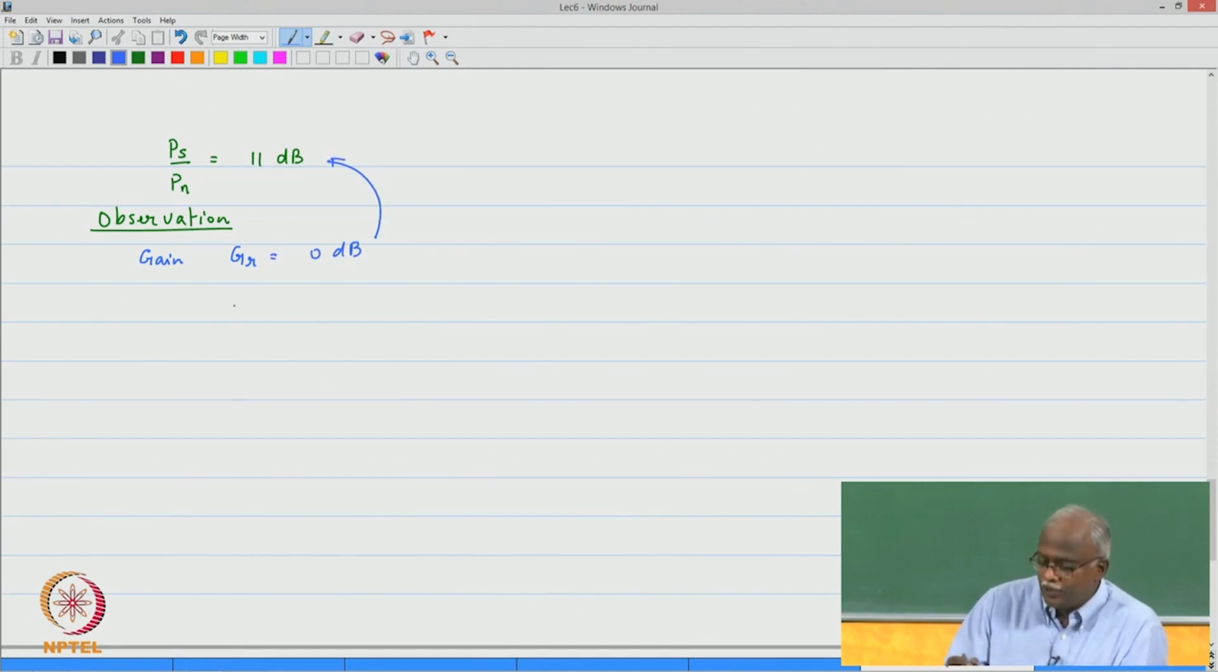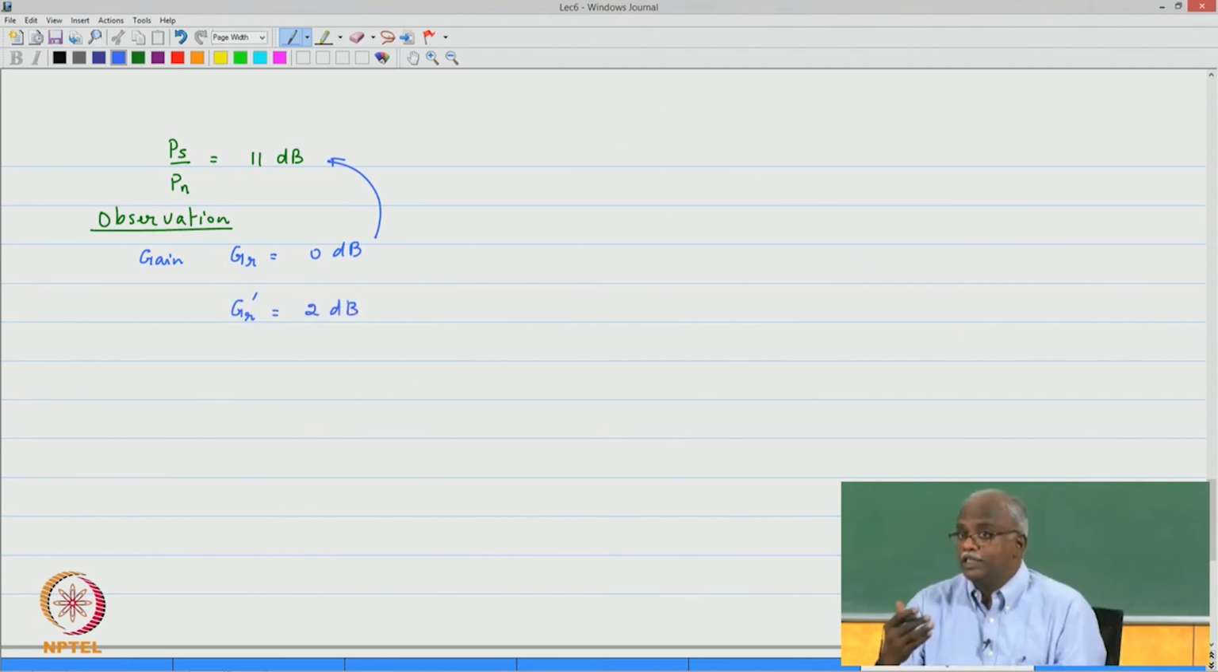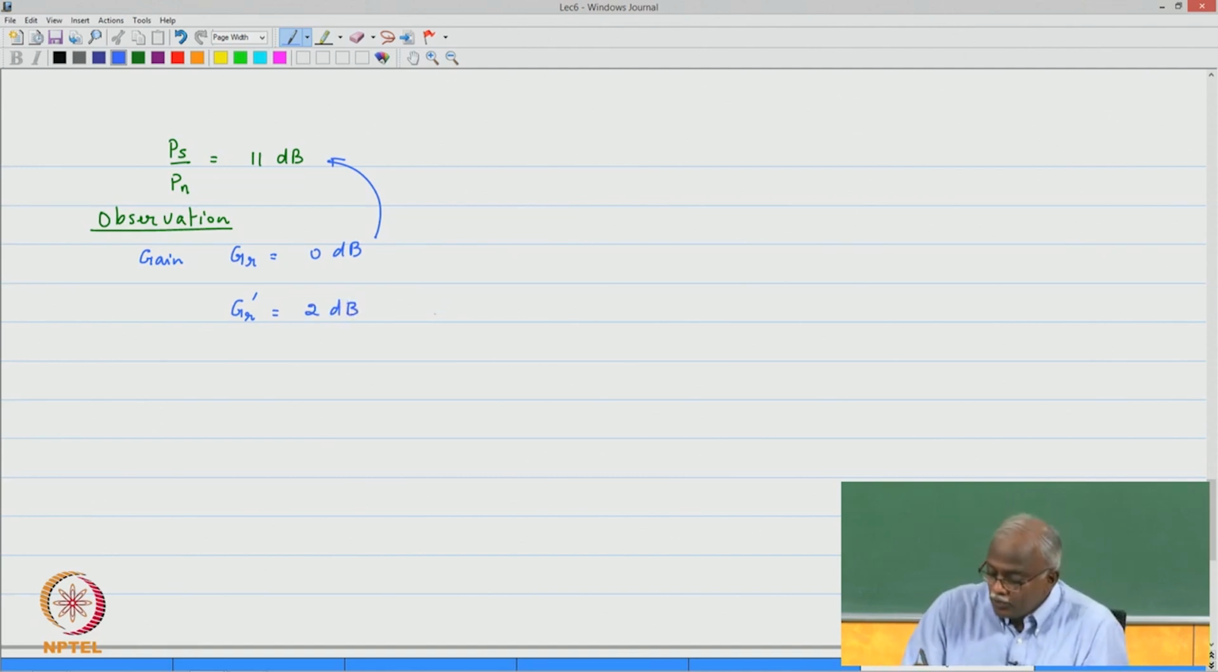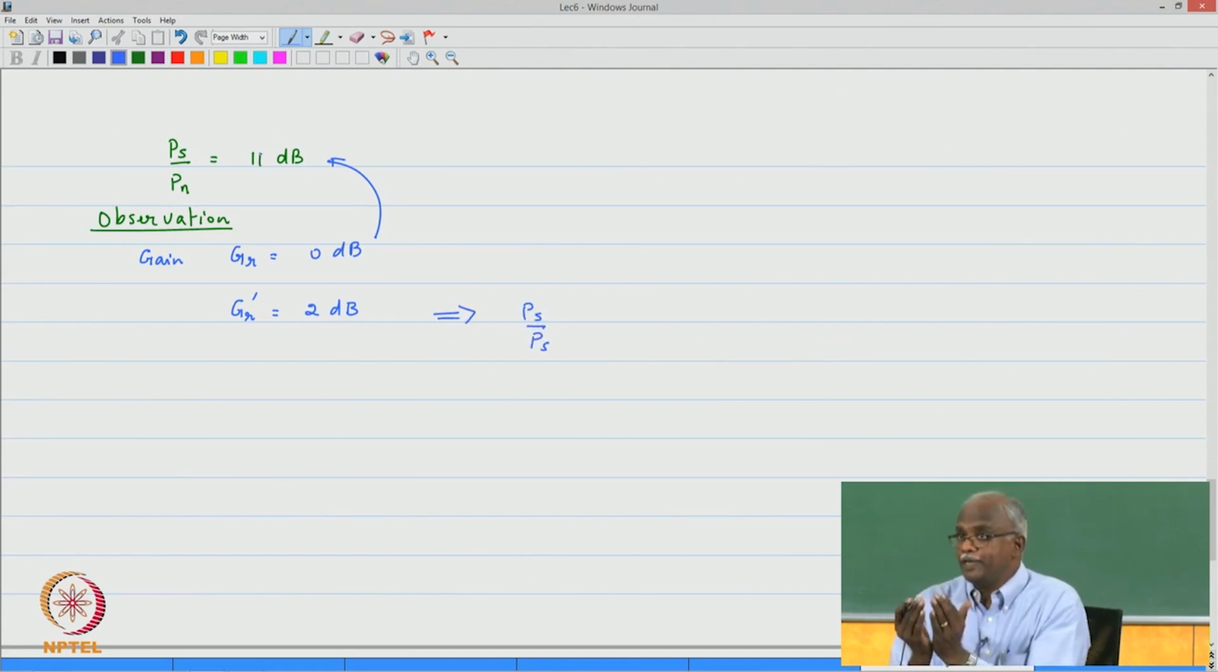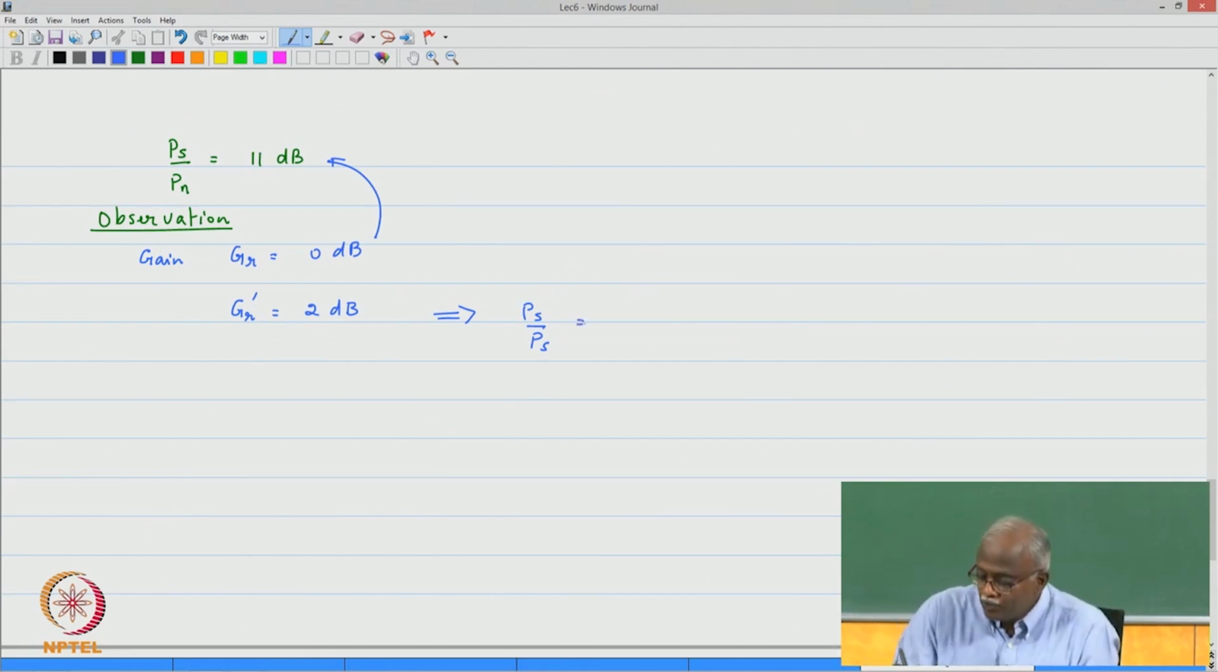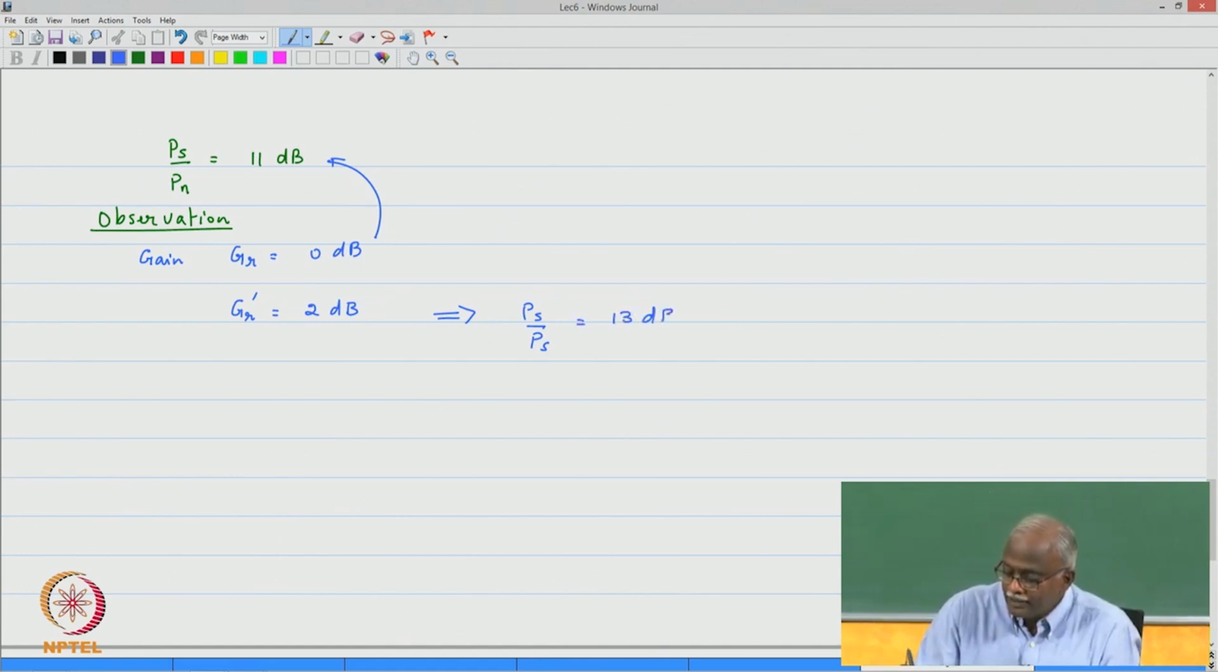Let us say that that was how it was designed. Now, if I am able to increase the gain of the receive antenna GR dash by 2 dB, a gain of 2 dB on the receive antenna, then this would directly mean that the PS by Pn would be whatever was the original PS by Pn. The signal power, whatever I received previously, will now increase by a factor of 2 dB. So, this would become 13 dB.